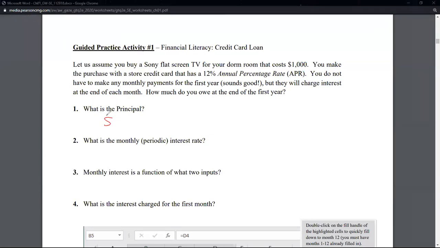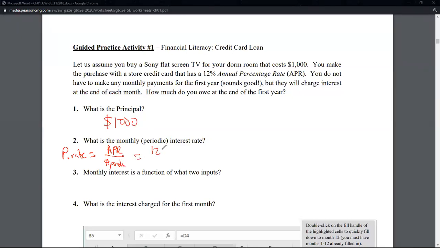So I'm going to write on the screen for a couple of minutes. This is our $1,000. What is the monthly or periodic interest rate? Now I have to answer all these to be able to do the Excel, so I can't give you any opportunities on this one. What is the monthly, aka periodic interest rate? Now remember, the periodic rate is the annual rate divided by the number of periods. Just reminding us of that formula from earlier.